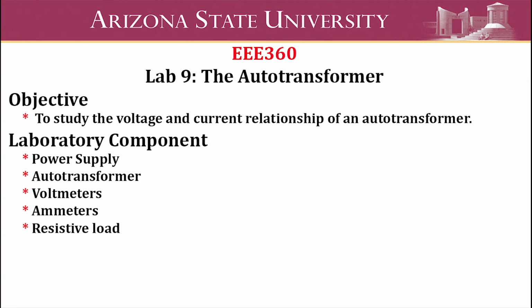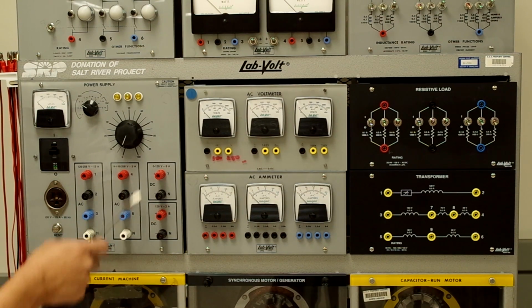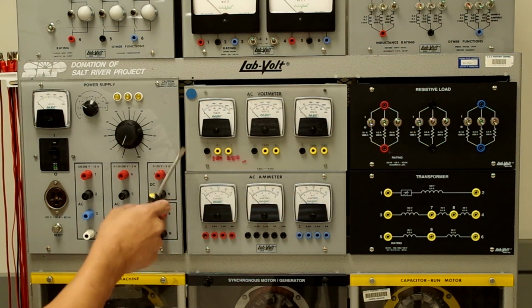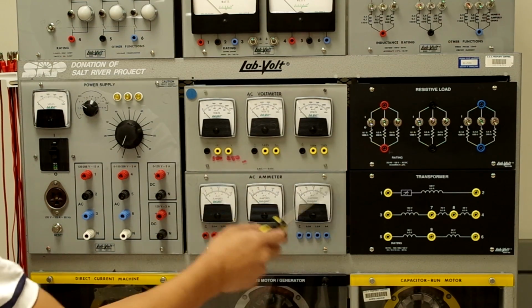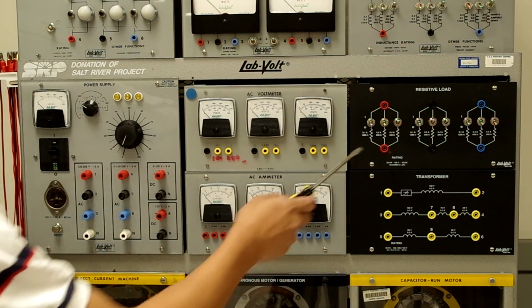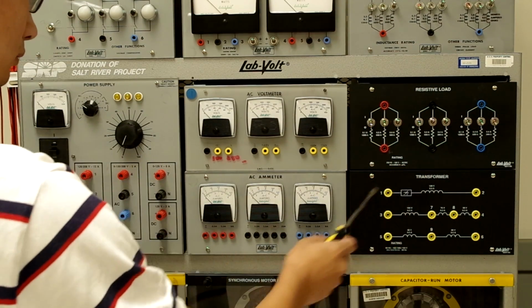Welcome to the EEE360 video for lab number 9, the auto transformer. For this lab, we'll be using the following components: the variable power supply, the AC voltmeters, the AC ammeters, the resistive load, as well as the transformer module.